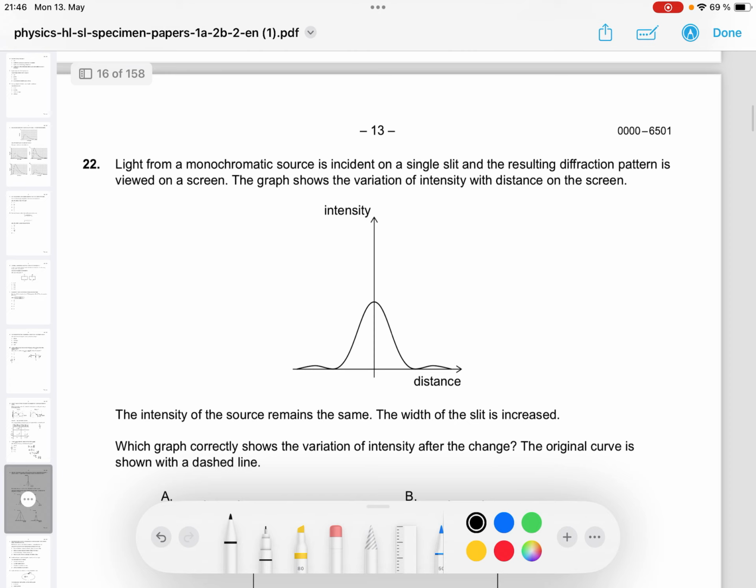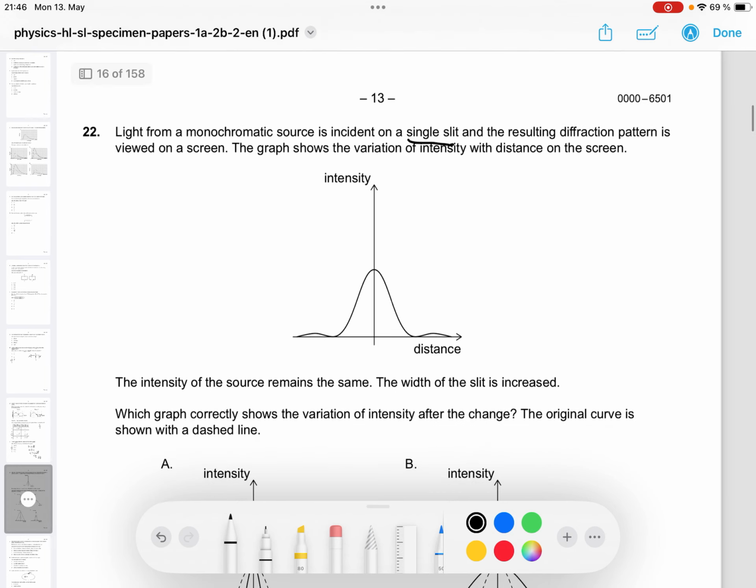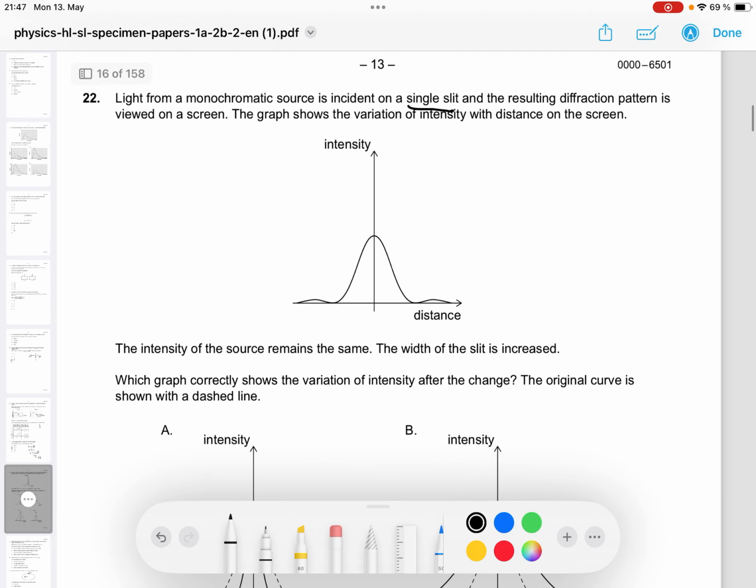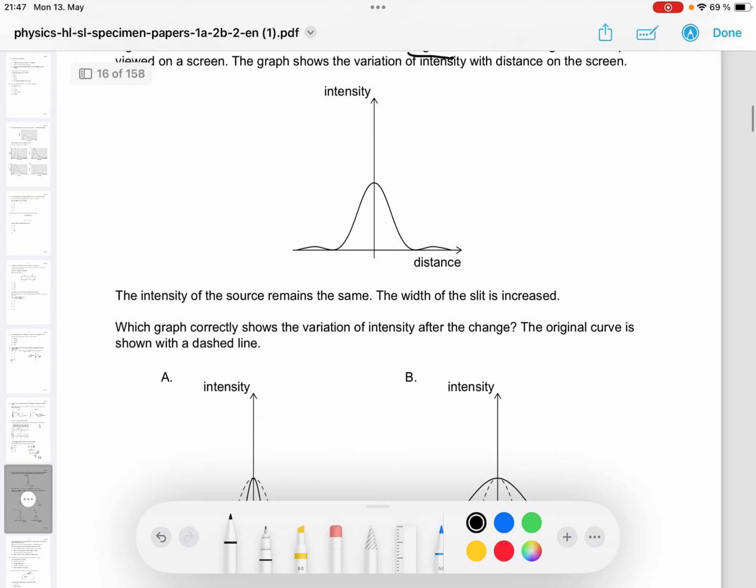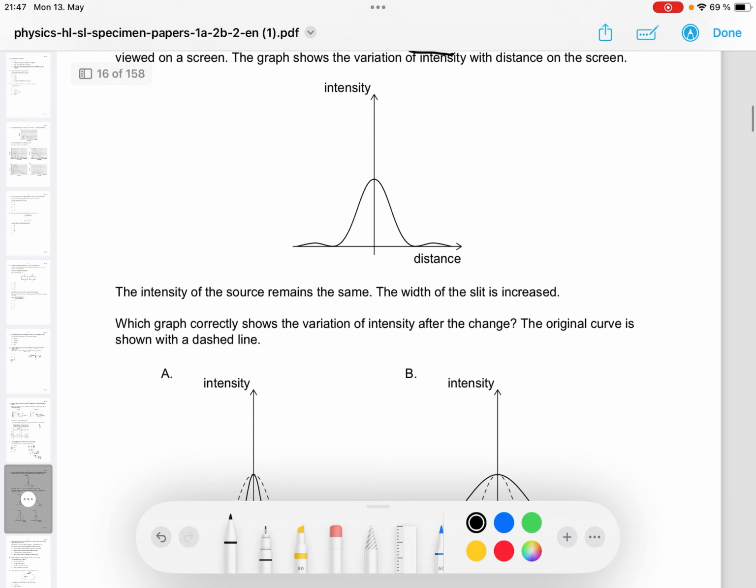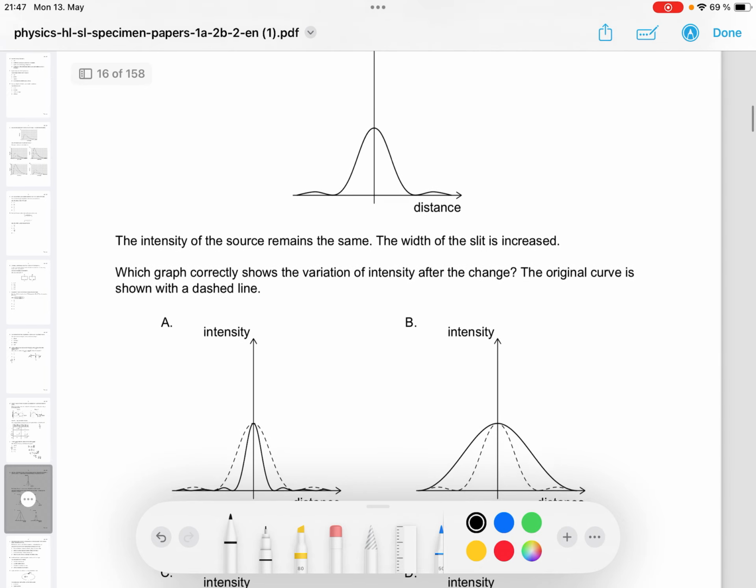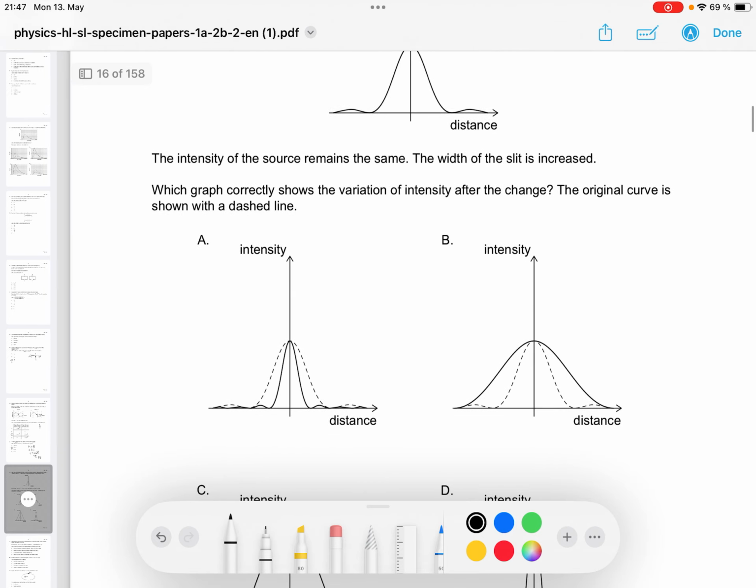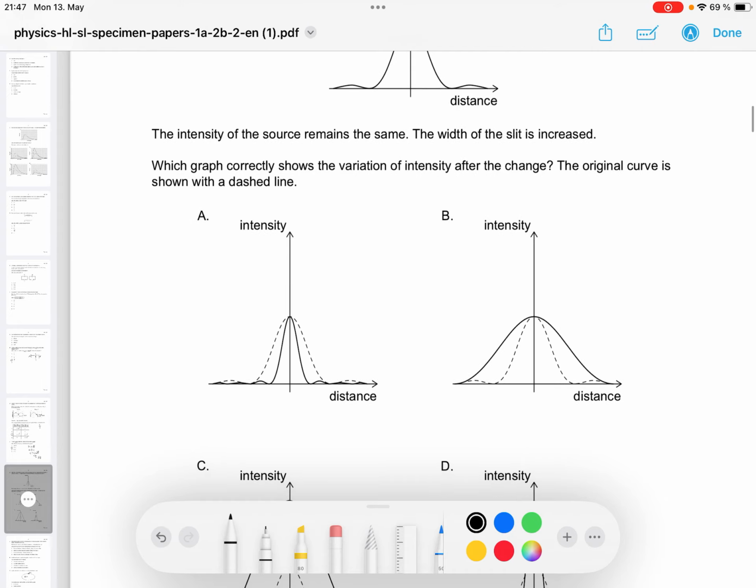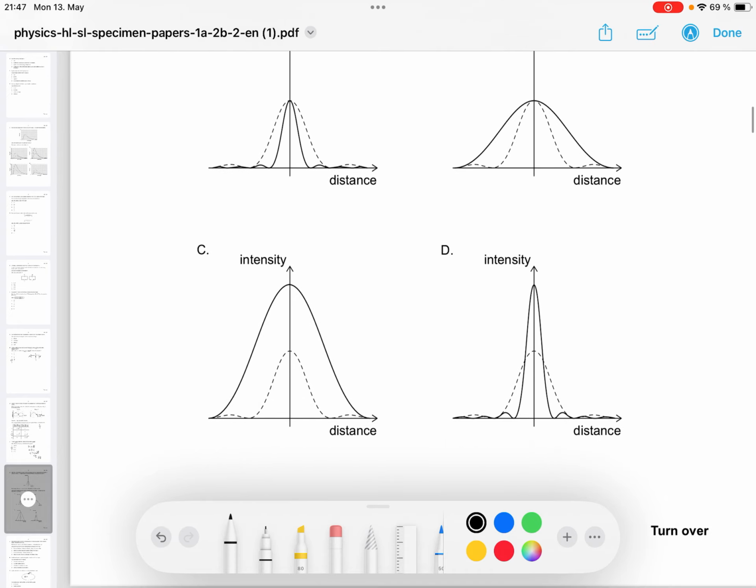Now, this question says light from a monochromatic source is incident on a single slit, and the resulting diffraction pattern is viewed on a screen. The graph shows the variation of intensity with distance on the screen. The intensity of the source remains the same, and the width of the slit is increased. Which graph correctly shows the variation of intensity with distance after the change?